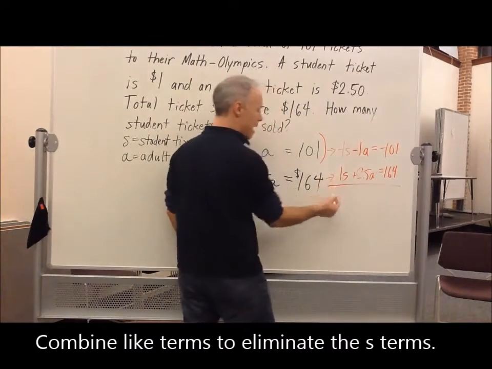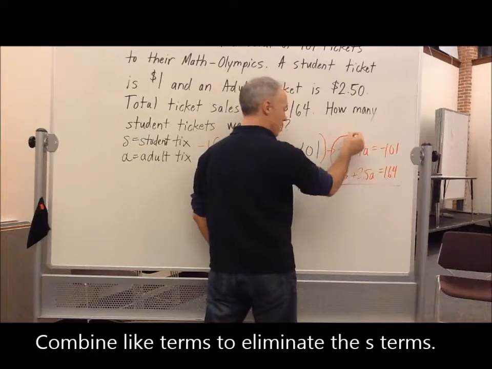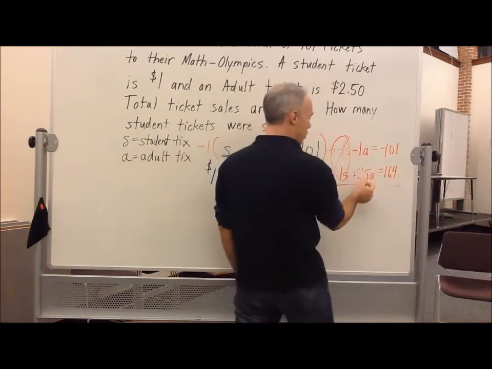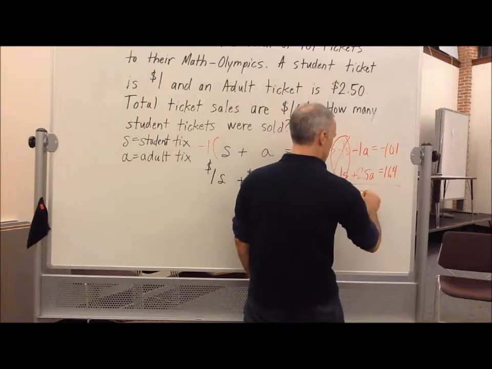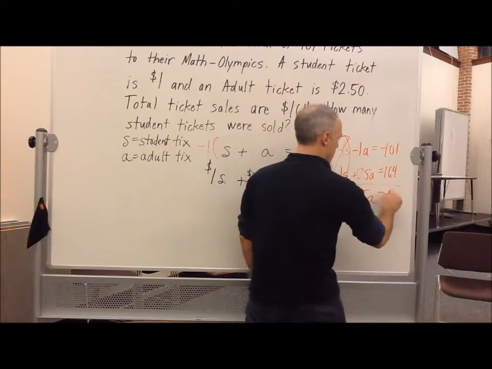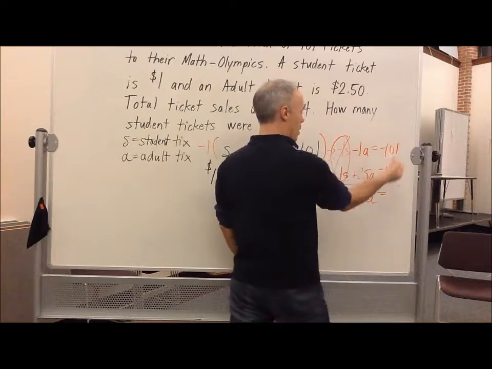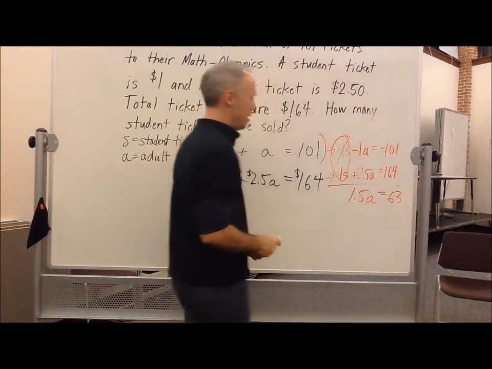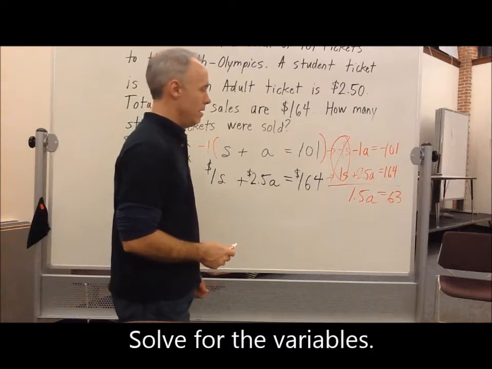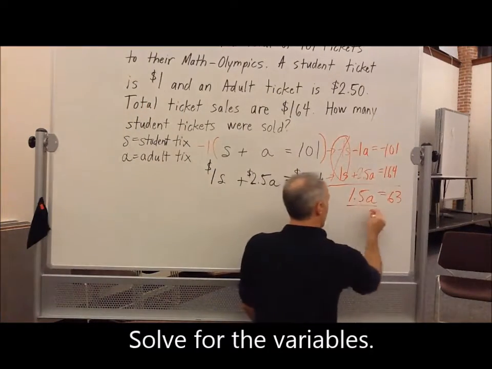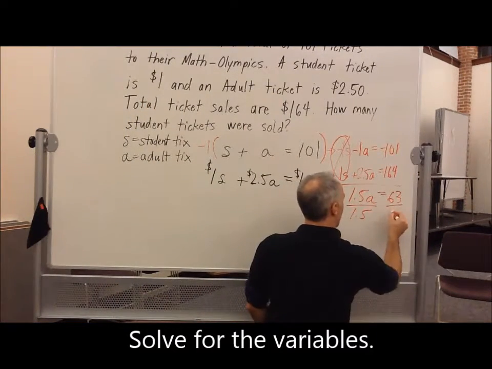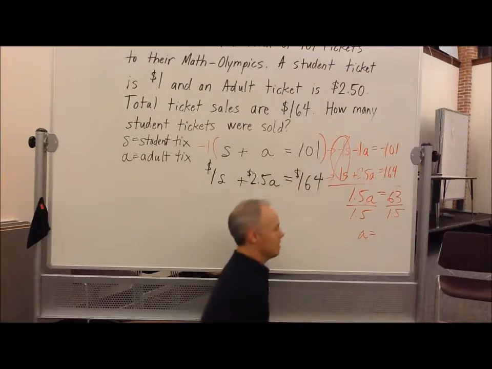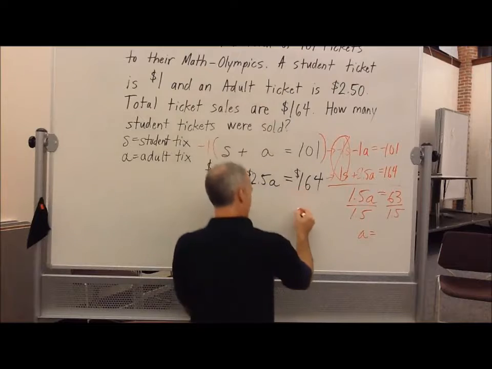Let's combine our like terms. Negative 1s and positive 1s is a zero pair that eliminates the s variable. Negative 1a plus 2.5a is 1.5a. Negative 101 plus 164 is 63. Next, divide both sides by 1.5. A equals 63 divided by 1.5.